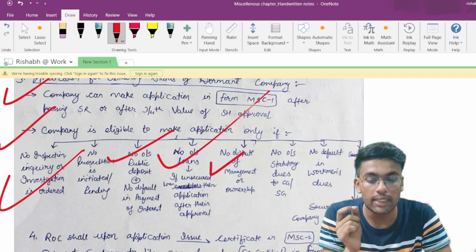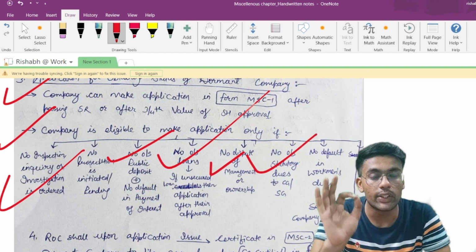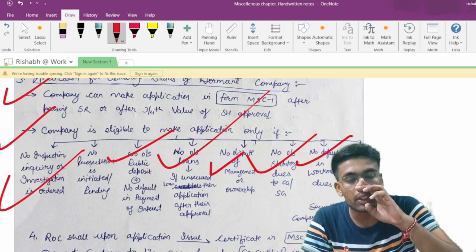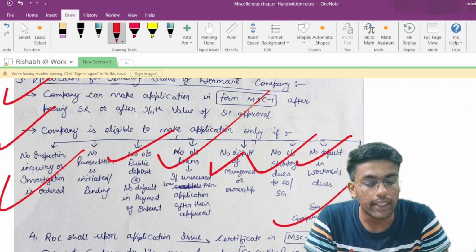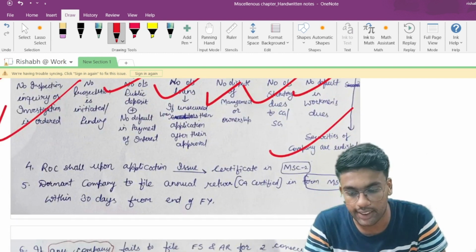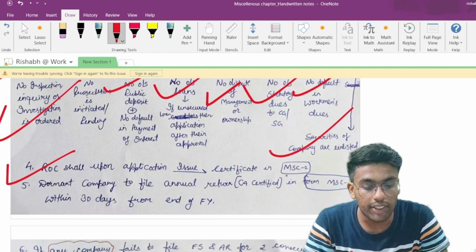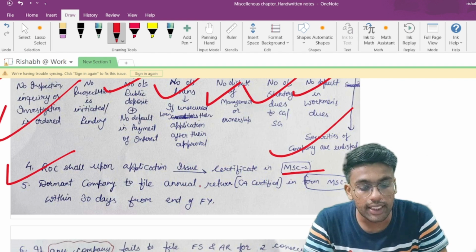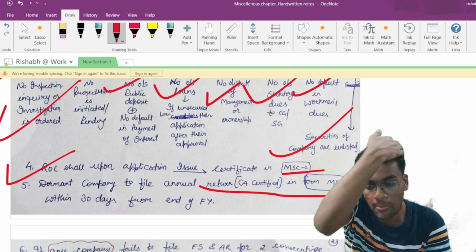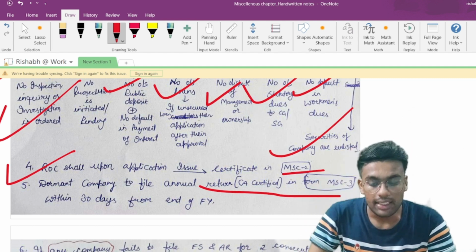No dispute on management or ownership. No outstanding statutory dues of the central government or state government. No default in workmen's dues. And lastly, the company's securities are unlisted, meaning they are not listed on any stock exchange. The ROC shall issue a certificate in form number MSC2. MSC3 is to be filed by the dormant company within 30 days from the end of the financial year, and it should be certified by a chartered accountant.